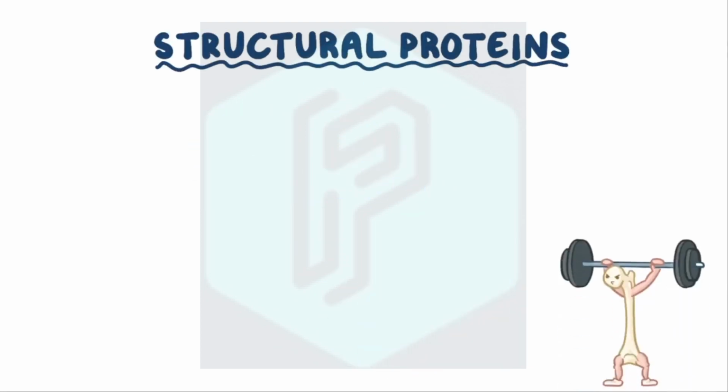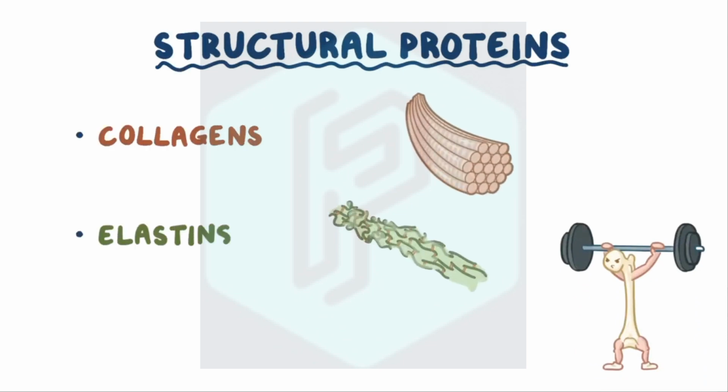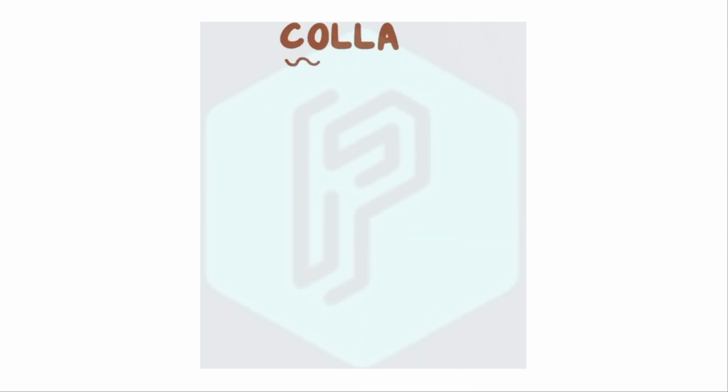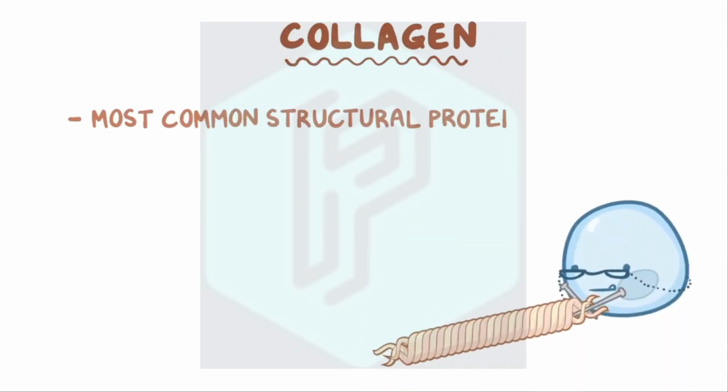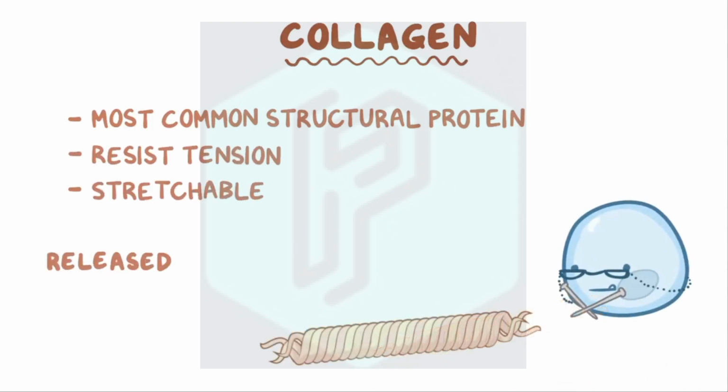Next, there are structural proteins which give our tissues their tensile and compressive strength. Some examples are collagens, elastins, and keratins. Collagen is the most common type of structural protein in the body, mostly because it resists tension and it can also stretch. When collagen is made and released into the extracellular space, it's in the form of a precursor called procollagen.